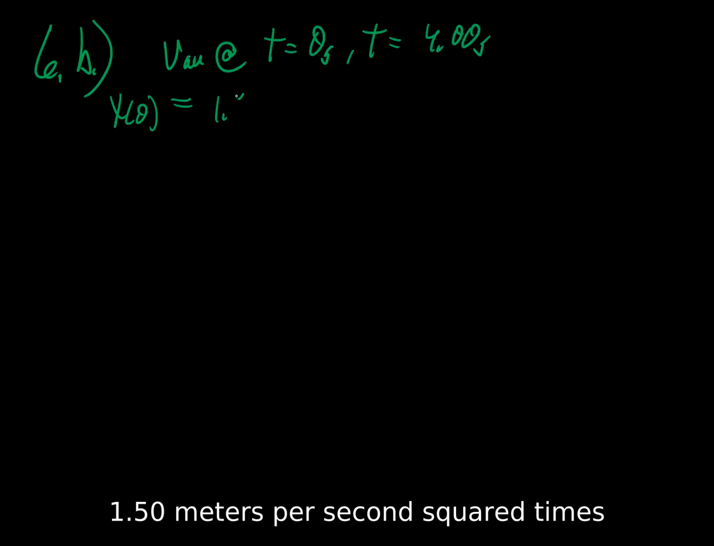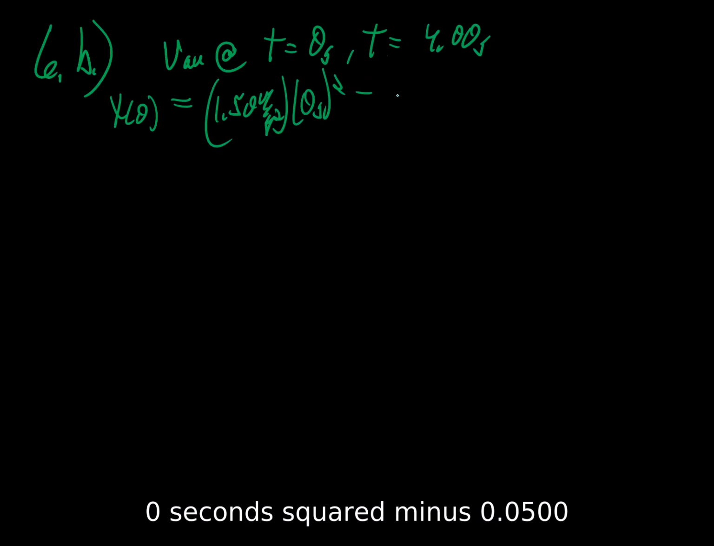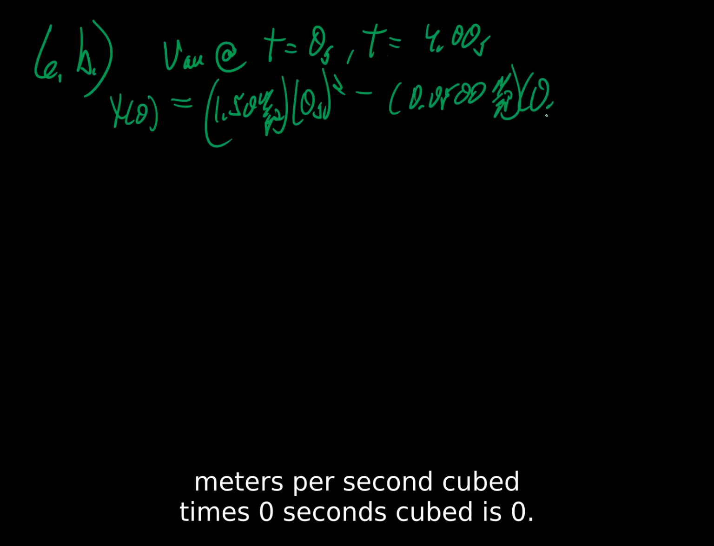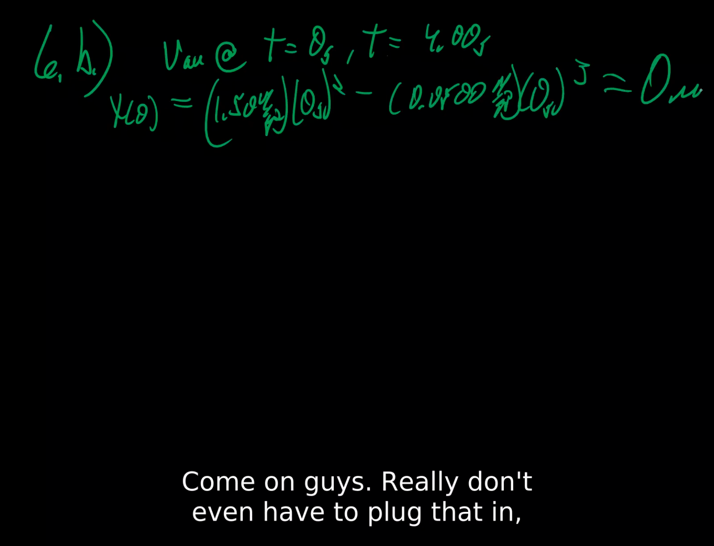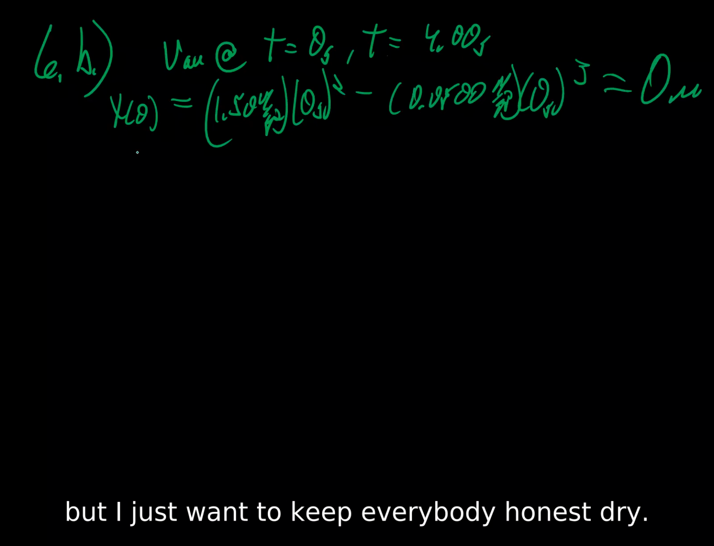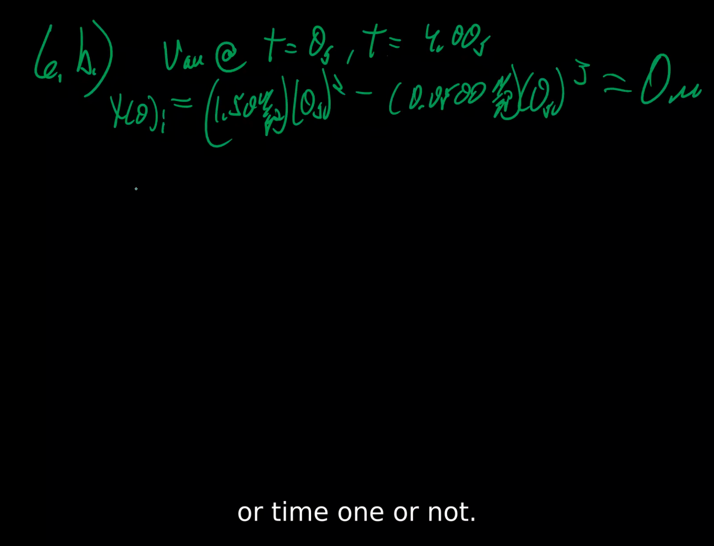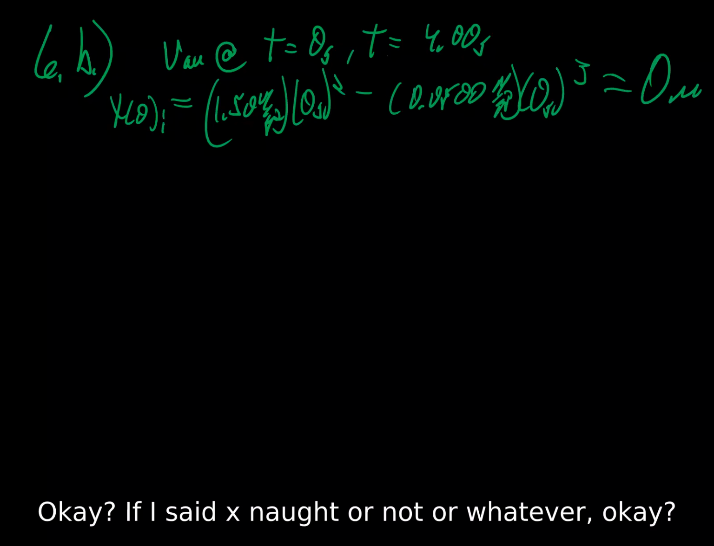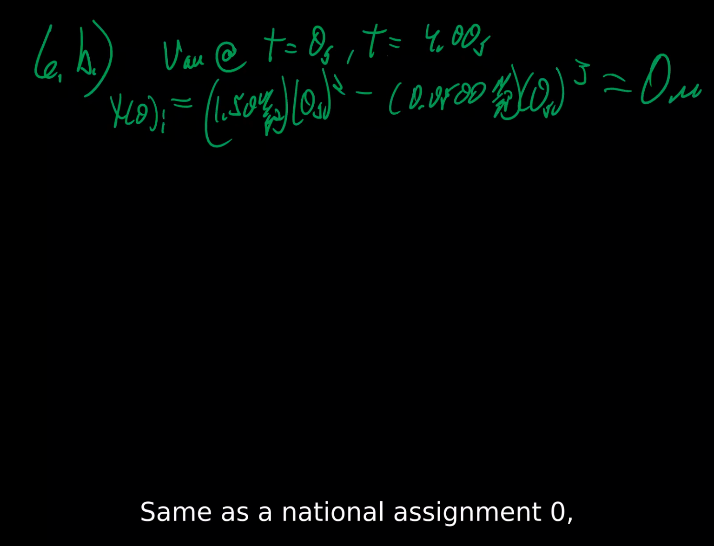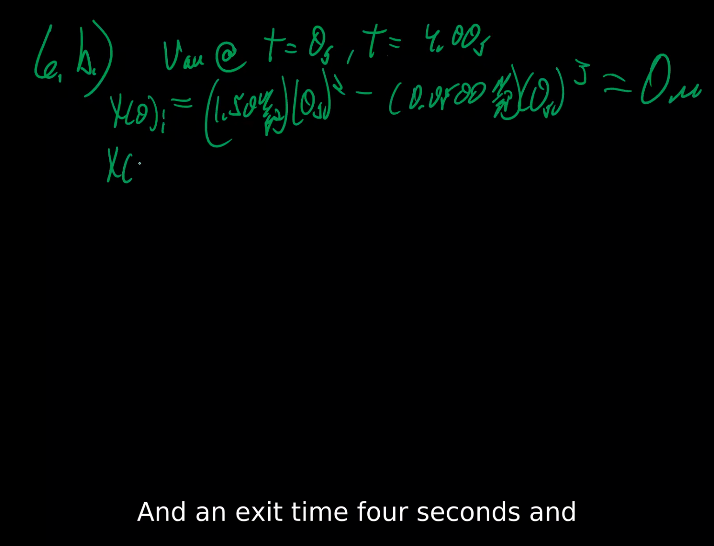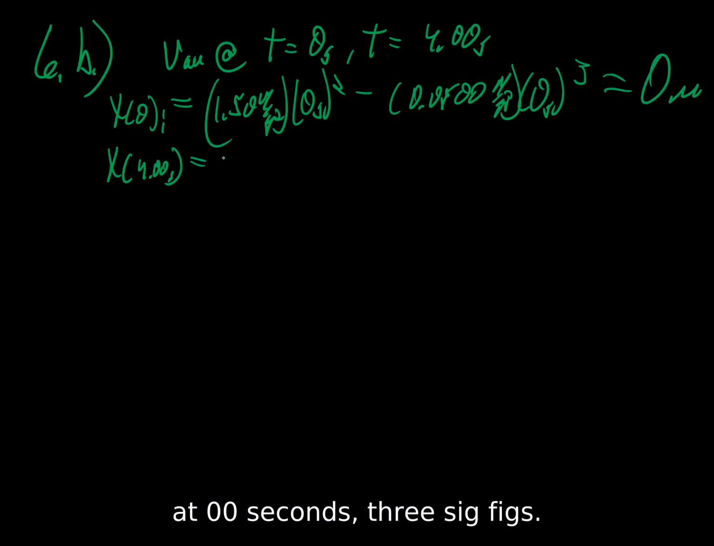Look, guys, do I need to fill all that in? 1.50 meters per second squared times 0 seconds squared minus 0.0500 meters per second cubed times 0 seconds cubed is 0. I really don't even have to plug that in, but I just want to keep everybody honest, right? That's the same thing as saying x naught, or initial, or time 0.